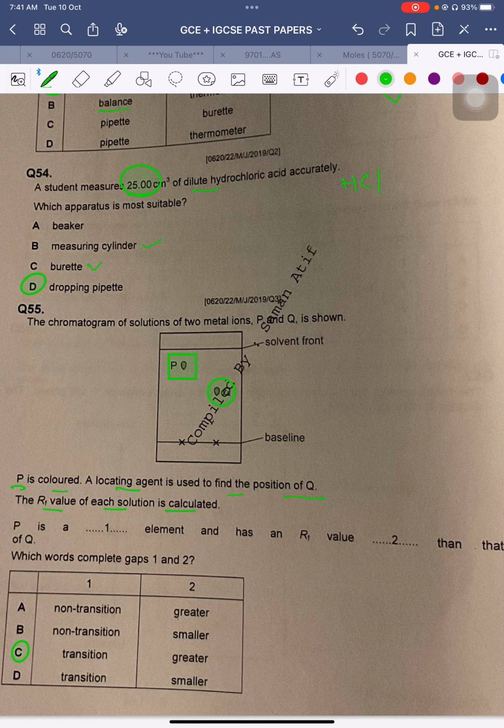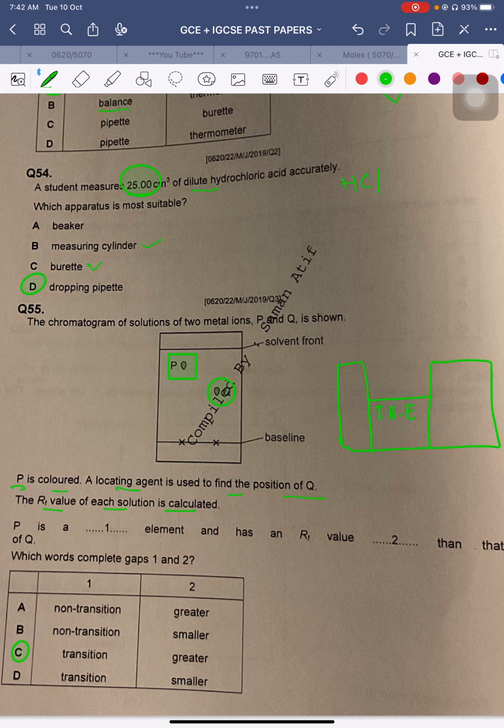Let me explain this. Whenever a substance is colored, it does not require any locating agent. Whenever a substance is colorless, it requires a locating agent. Transition block elements are those elements which are between group number 2 and group number 3. Let me draw a rough diagram of a periodic table here. So this is the rough sketch of the periodic table. This is a block of elements, and this is called the transition block elements.